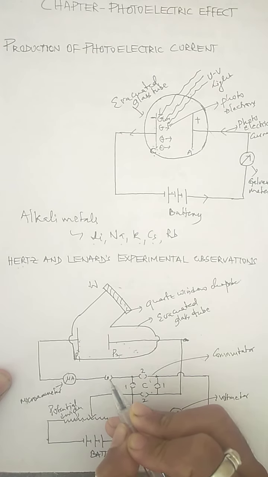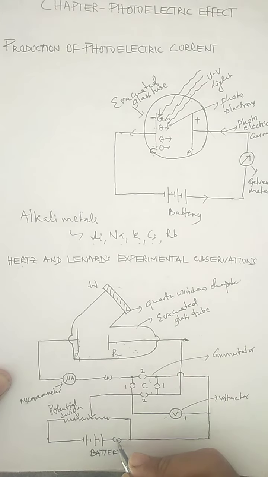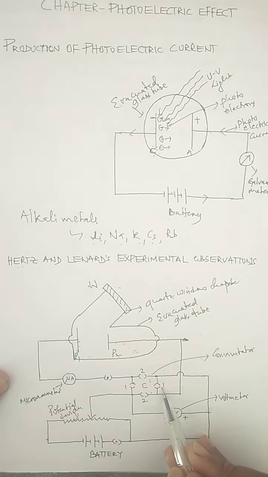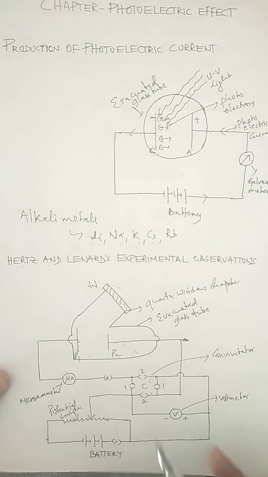This is one of the keys where we insert the plug. This is another key where we also insert the what? Plug. But we need to insert the plug between this commutator. This is 1 part of the commutator and this is 2 part of the commutator.